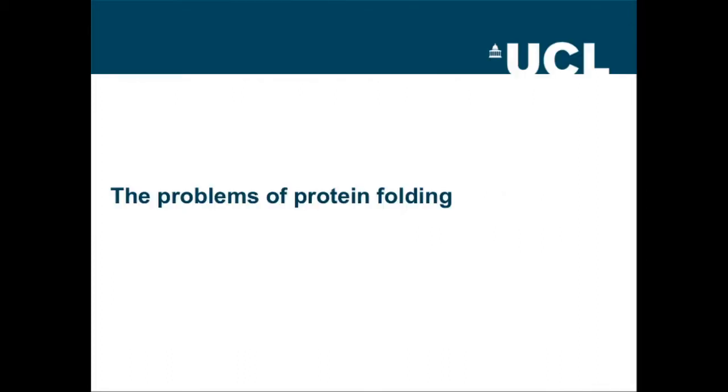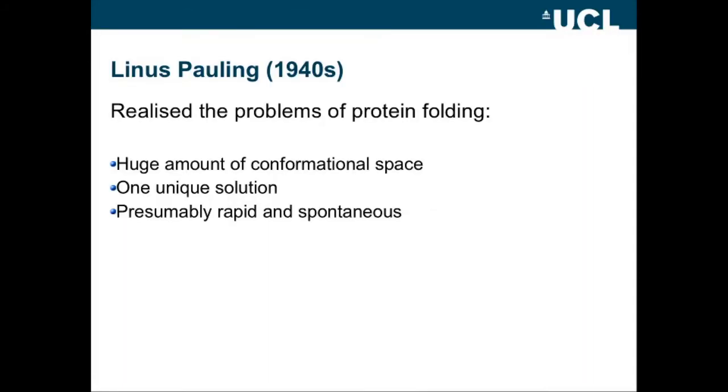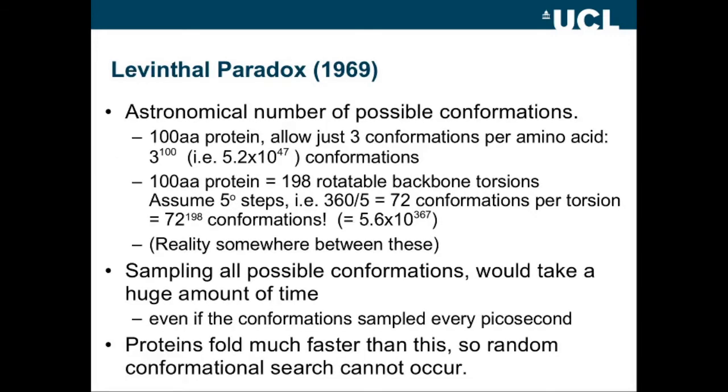Let's look at the problems of protein folding. These were originally recognised by Linus Pauling in the 1940s. He realised that there is a huge amount of conformational space potentially accessible to a protein. Yet there is, with the exception of the intrinsically disordered proteins, just one unique solution. And presumably this folding of proteins is rapid and spontaneous.